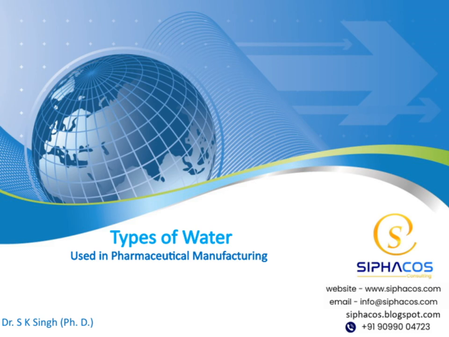Today, we'll be discussing the different types of water used in pharmaceutical manufacturing. Our focus will be on understanding the various classifications and their significance in ensuring product quality. We'll briefly cover the standards and requirements for each type. So, let's get started and explore this important aspect of pharmaceutical production together.